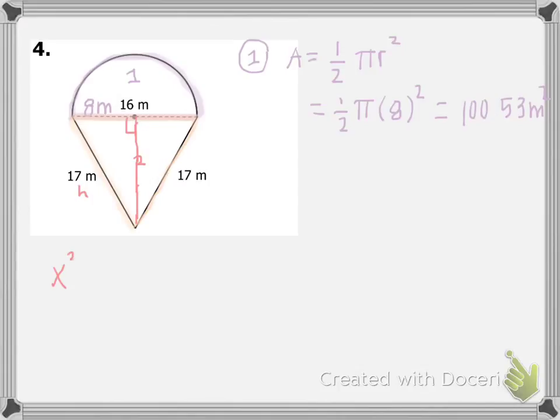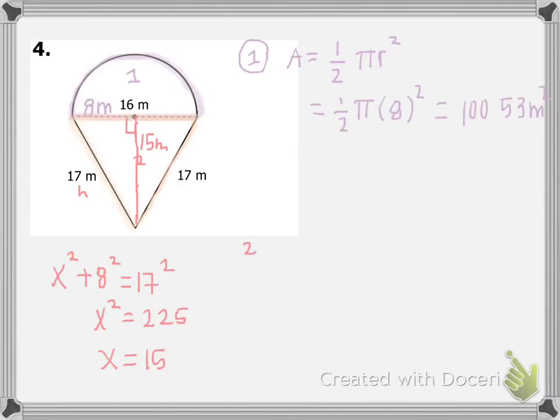So x squared plus 8 squared is going to be equal to 17 squared. So 17 squared minus 64. So it's going to be x squared is going to be equal to 225. And then the square root of 225 is going to be a 15. So the height here is going to be 15 meters.